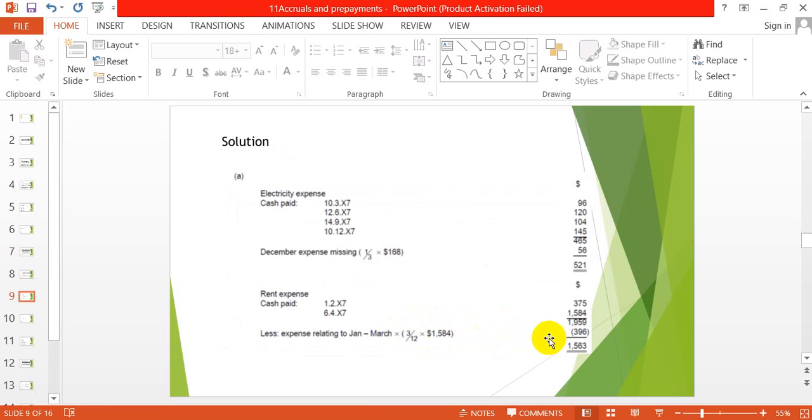3 months which will be covering January to March x8, which equals 396. So we subtract that to give us our total expenses for 20x7 as 1563. But since our total payment was 1957, the 396 is a prepayment, which is an asset. So the landlord is owing us that amount.